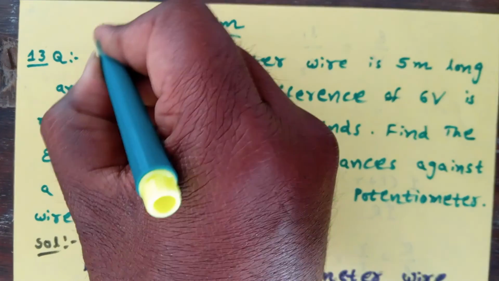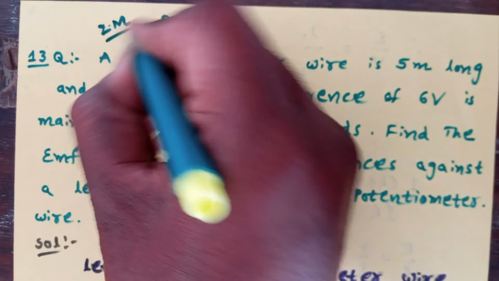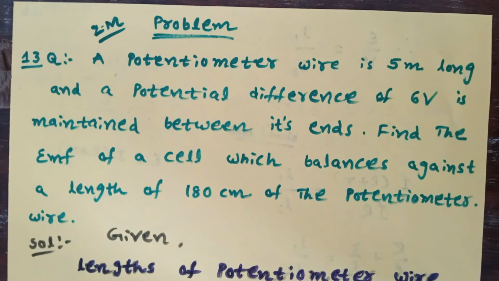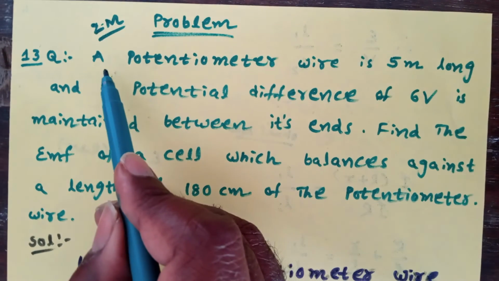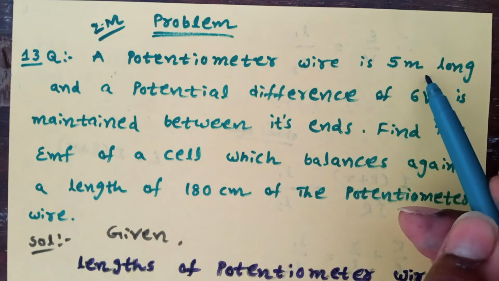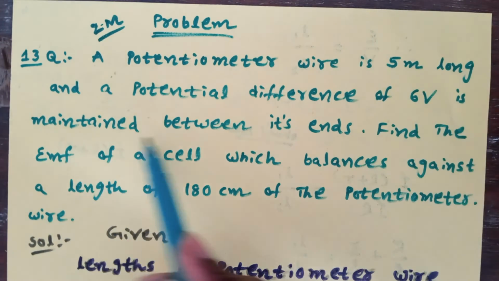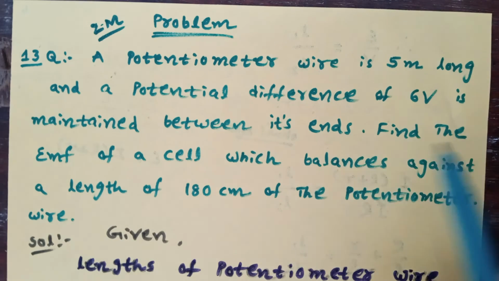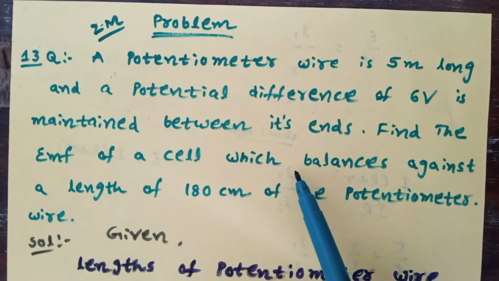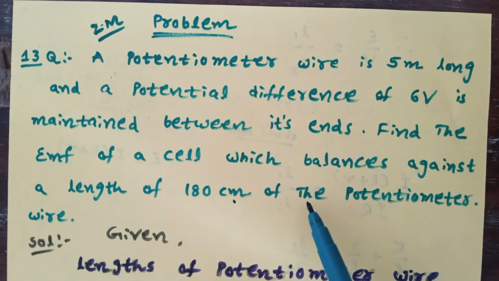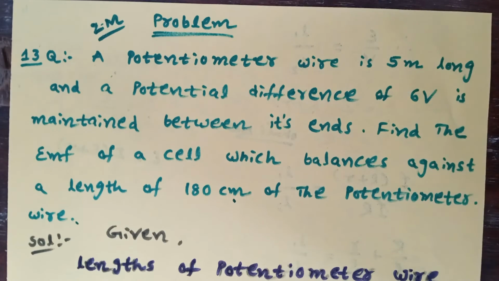Now the problem. Weightage is 2 marks, topic is 6 marks, problem is 2 marks, total 8 marks. Question: A potentiometer wire is 5 meter long and a potential difference of 6 volts is maintained between its ends. Find the EMF of a cell which balances against a length of 180 centimeter of the potentiometer wire.